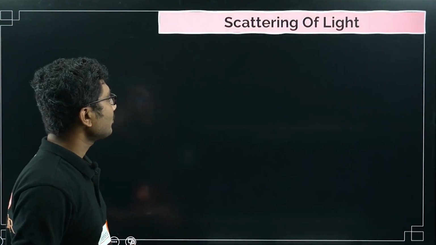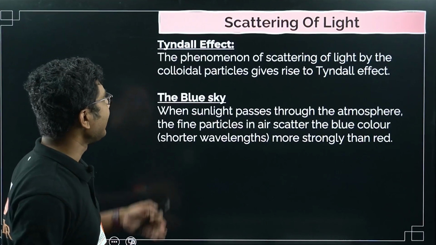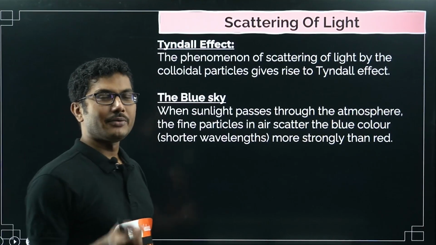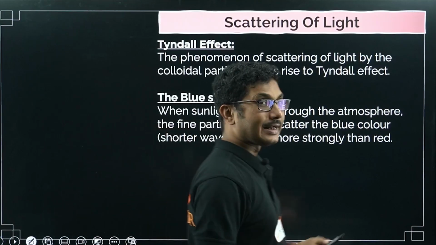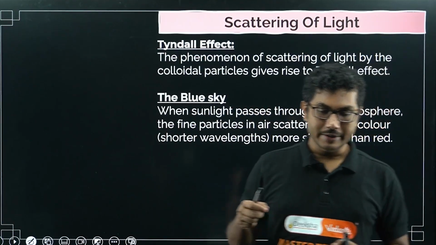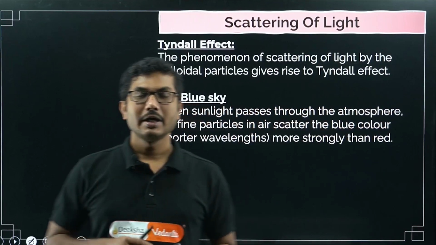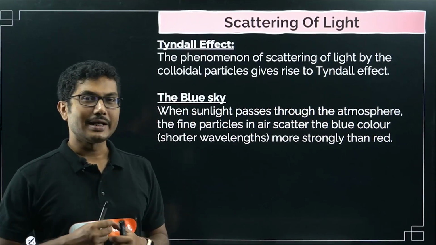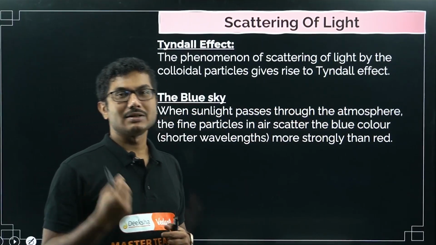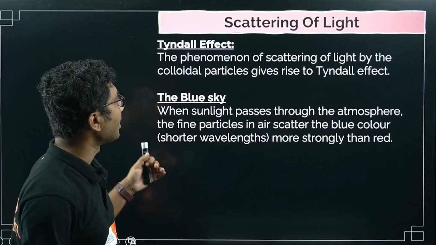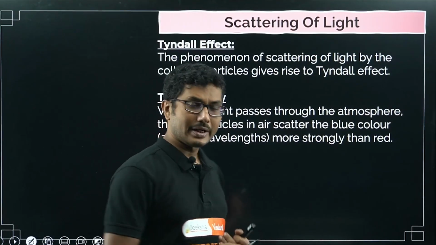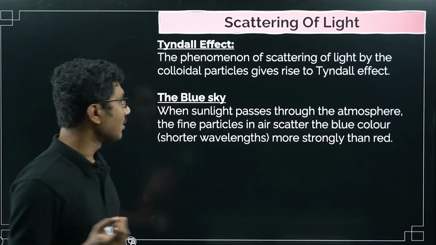Now what next? Scattering of light. Tyndall effect, we have learned that there are two different types of effect. One is the Tyndall effect. If you light up a medium having colloids inside it, the colloids reflect the light and they appear brighter, that is called the Tyndall effect. The phenomenon of scattering of light by the colloidal particles gives rise to the Tyndall effect. It is a very beautiful effect, you can try it at home also.